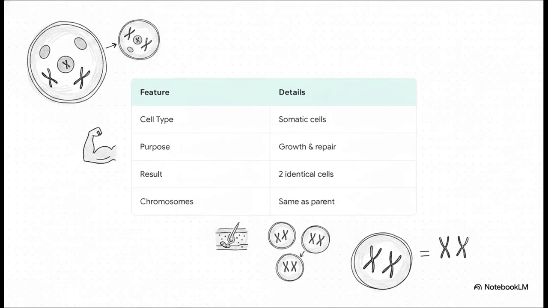The best way to think of mitosis is like a biological perfect photocopy machine. It operates exclusively in your somatic cells, so your basic body cells like skin and muscle. Its entire purpose is growth, repair, and asexual reproduction. You have one parent cell go in and exactly two genetically identical daughter cells come out. And the most critical data point to remember here, the chromosome count remains exactly the same as the parent cell. Absolutely no information is lost.